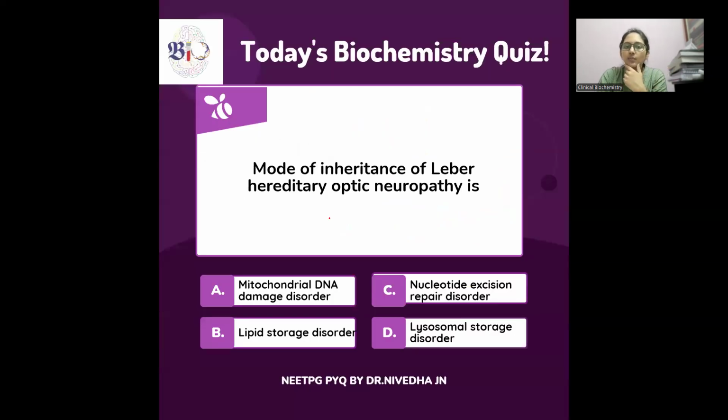Next is the mode of inheritance of Leber hereditary optic neuropathy. So what disease is it? Whenever you find difficult names, it's going to be Leber hereditary optic neuropathy. You would have seen this abbreviation, is it not? That's going to be a mitochondrial DNA damage disorder. It's not a DNA repair mechanism defect.